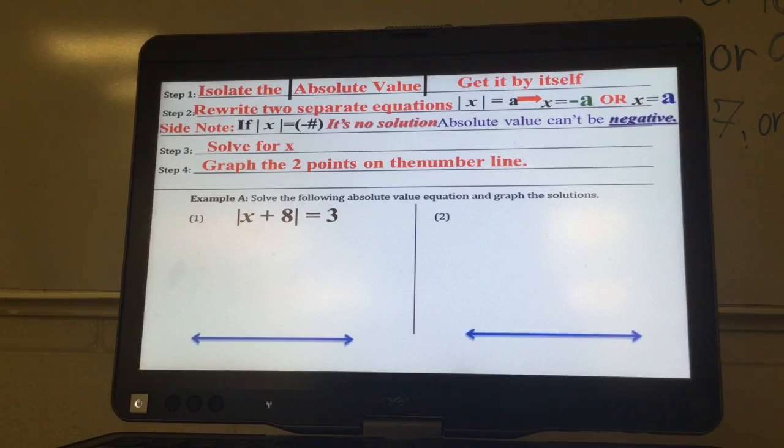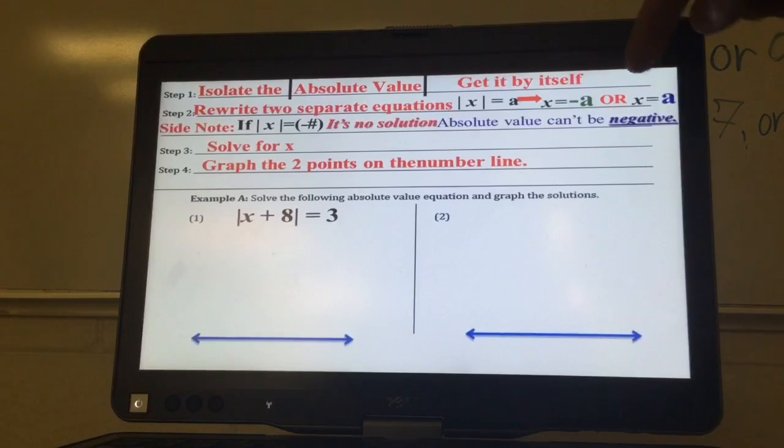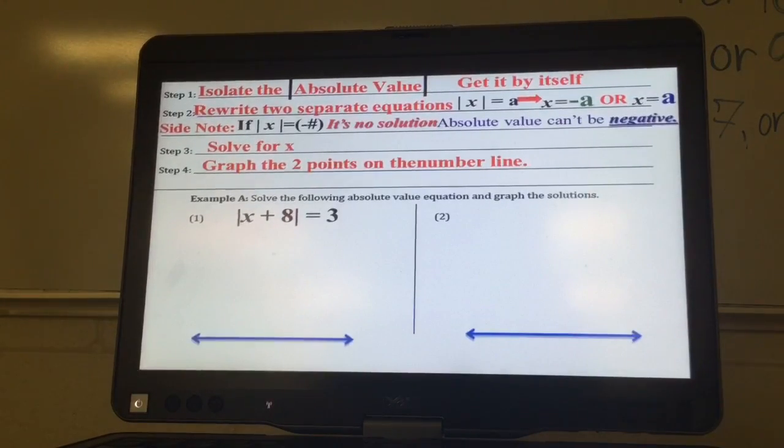We can go right ahead to step 2, which is to separate and write two different equations. Over here, you see how the x plus 8 just came out, that didn't change. What changes is that the 3 will turn into a -3 and a +3. So the x plus 8 comes out of the absolute value. You have x plus 8 equals -3, and then you have x plus 8 equals +3.